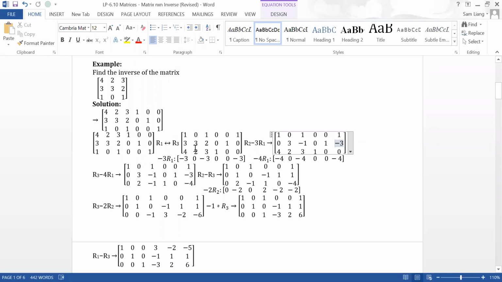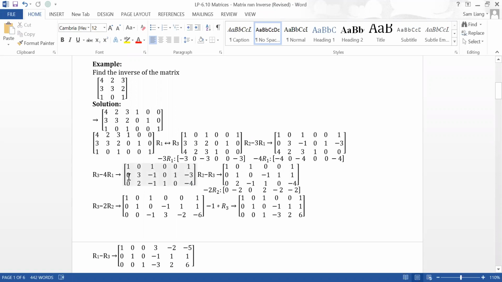Next, we also want a 0 in place of the 4. So for that, I'm going to do row 3 minus 4R1. Negative 4R1 is negative 4, 0, negative 4, 0, 0, negative 4. And again, we're going to combine that with row 3 here. So 4 minus 4 is 0, 2 plus 0 is 2, 3 minus 4 is negative 1, 1 plus 0 is 1, 0 plus 0 is 0, and then 0 minus 4 is negative 4. All right, so now we have our zeros in the first column.